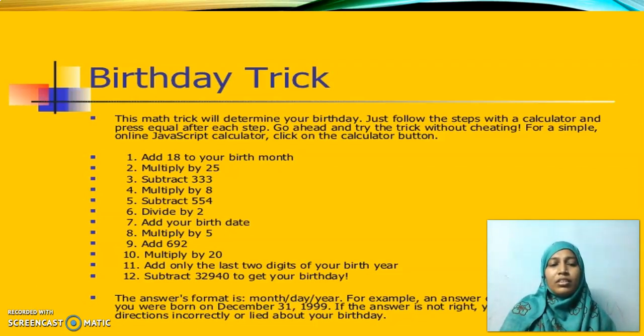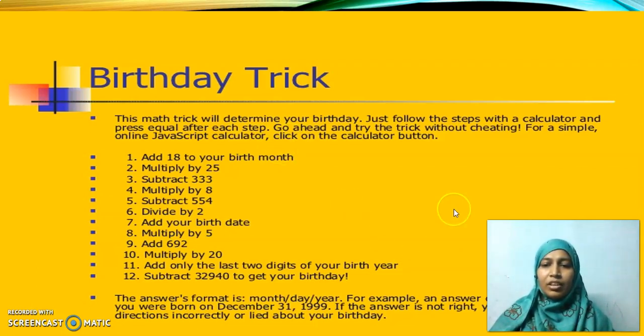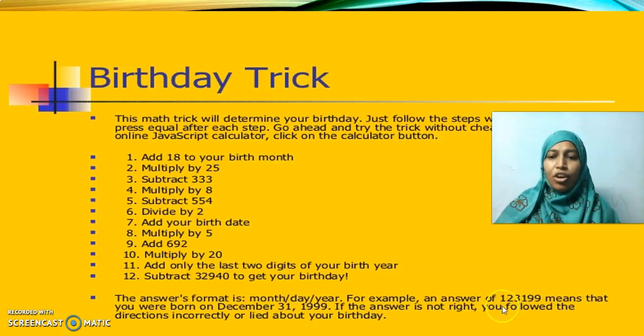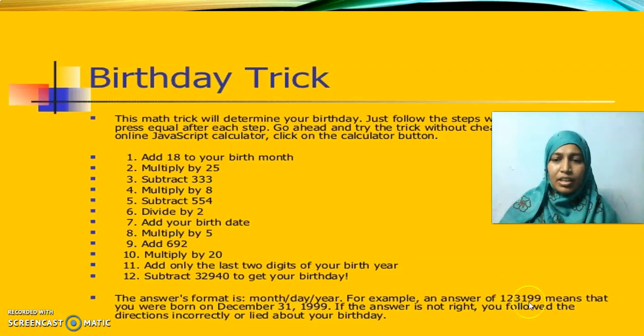Then at last subtract 32,940. Now you will get your birthday date. It will be in the form of month, day and year. See here in the last line. If your answer is like this, 12 represents the month, December, 31 represents the date and 99 represents the year. Isn't it nice? We can do many tricks using numbers in Maths.